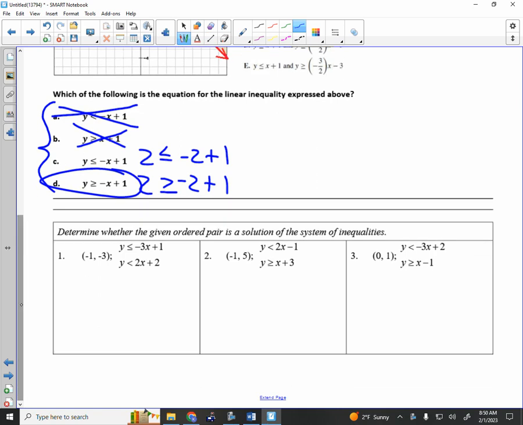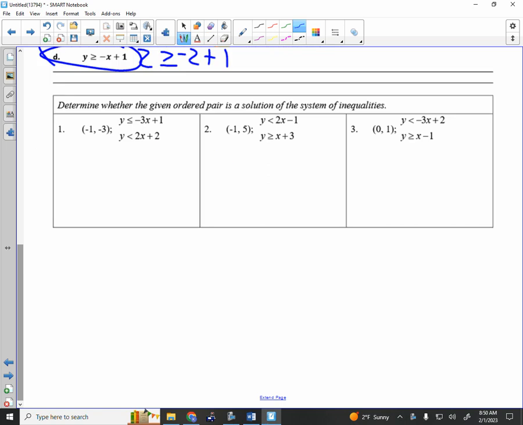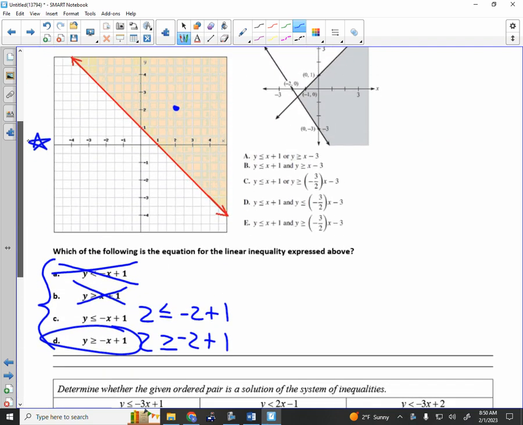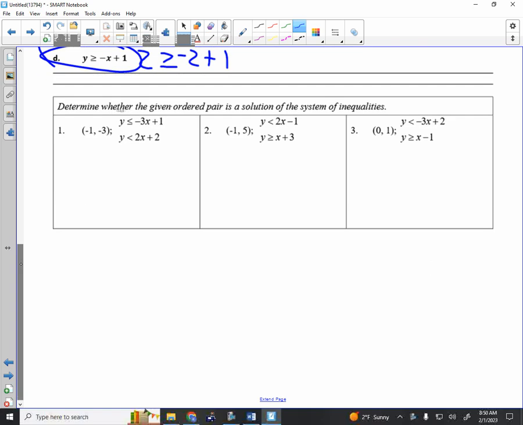So we're not going to do the other one, but we want to be able to determine if an ordered pair is a solution to the following system of inequalities. So we want to know all points for y that are less than or equal to negative 3x plus 1, and all points for y that are less than 2x plus 2. And we will later graph these and shade these accordingly, but in this situation, we're just going to check. And you can do so by plugging in these values.